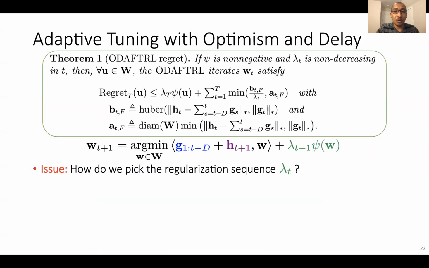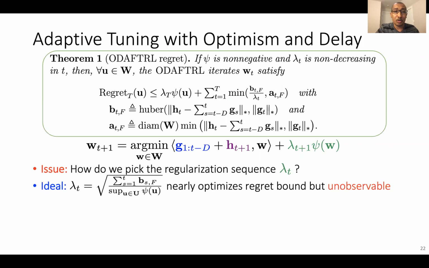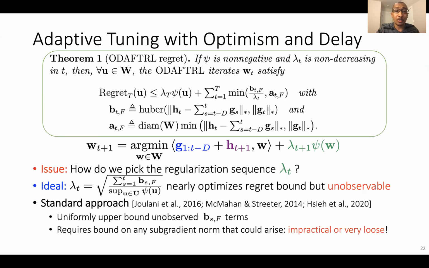Okay, so coming to that point, how do we actually pick this regularization sequence that we've introduced? Again, the ideal strategy of trying to optimize your bound is impractical. It's actually infeasible because the gradients that you would need are unobservable. The standard approach is to take the terms in that bound, the terms in this ideal setting that are unknown, and then uniformly upper bound them. But in practice, that leads to very loose settings of lambda, or impractical settings that require a lot of prior knowledge.